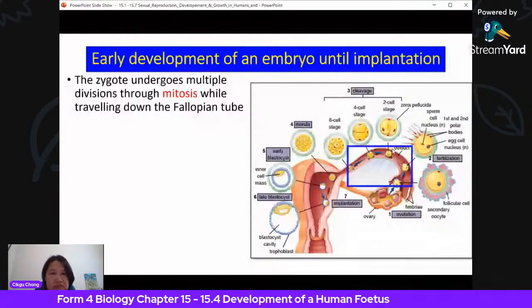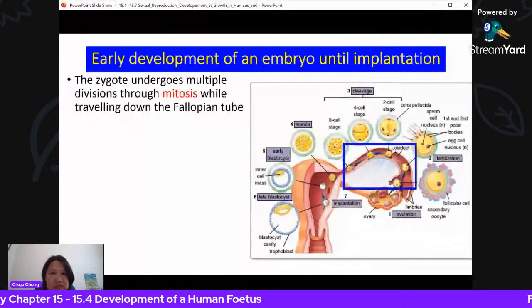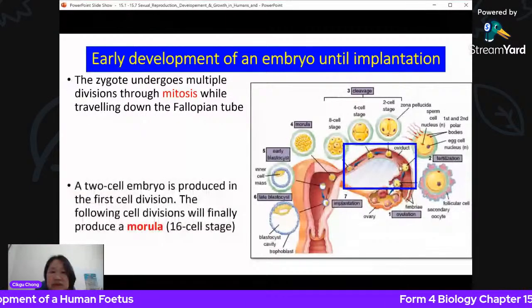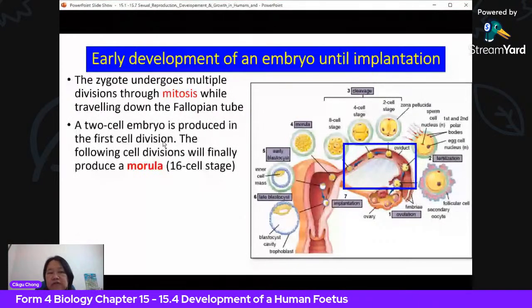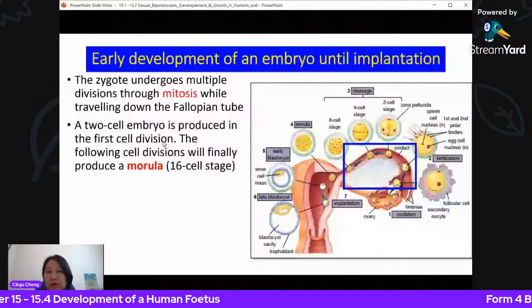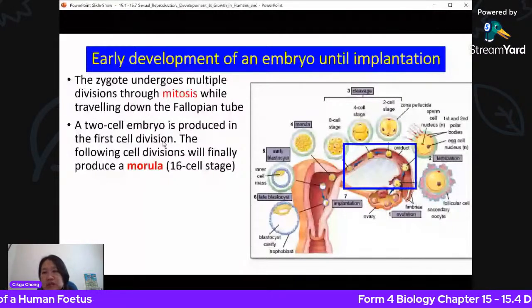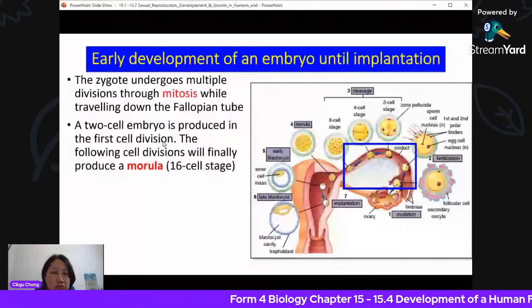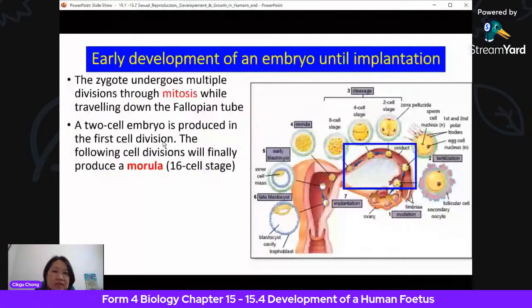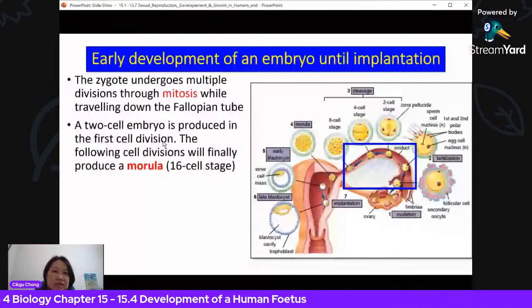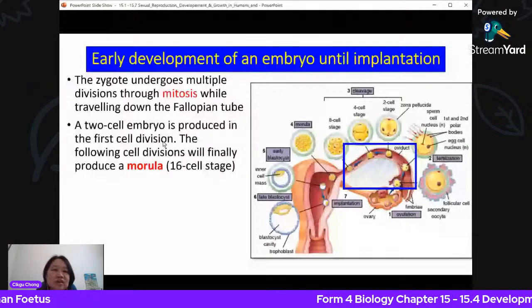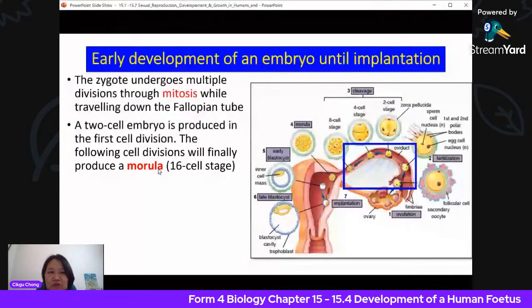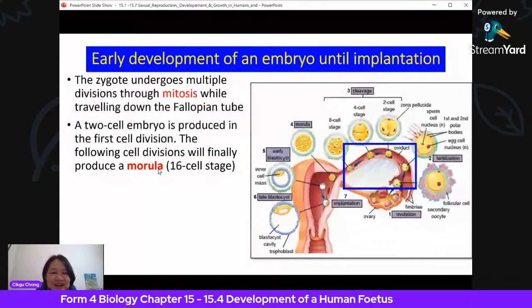This is what I want you to concentrate on. The 2 cell embryo is produced in the first cell division. From the zygote, you get the 2 cell stage. That becomes 4 cells, becomes 8 cells, and finally you have a ball of cells called morula. Morula is a Latin word, from morus, which means mulberry, a kind of berry quite related to the strawberry family. The morula looks very much like the mulberry. I will show you a picture afterwards.